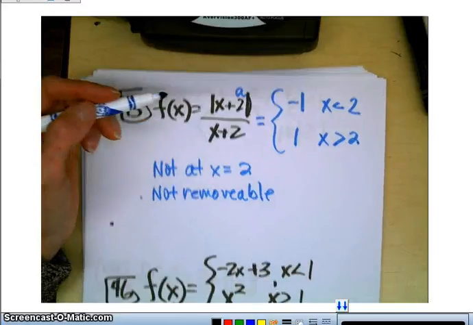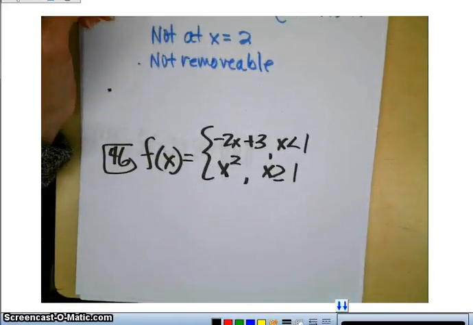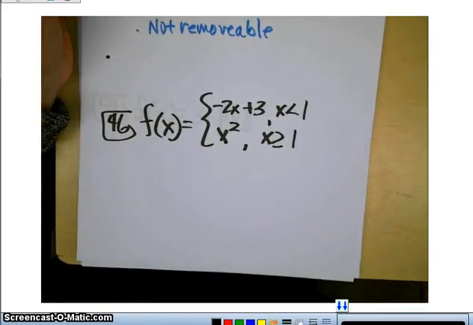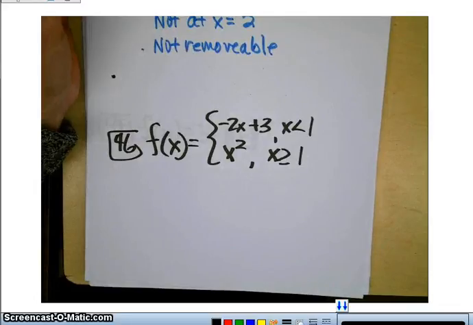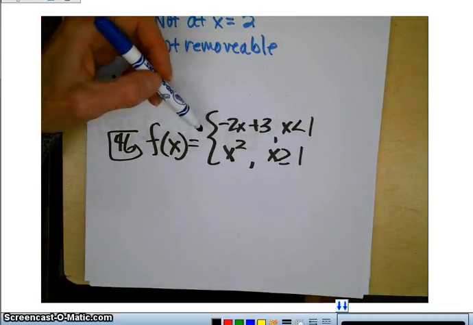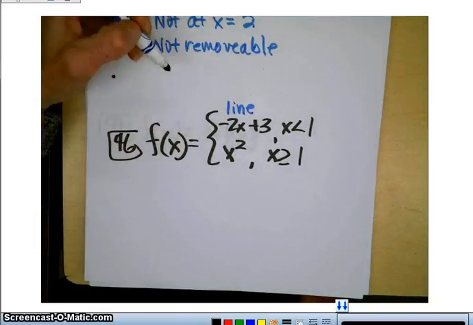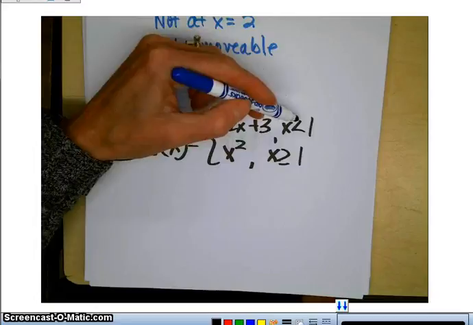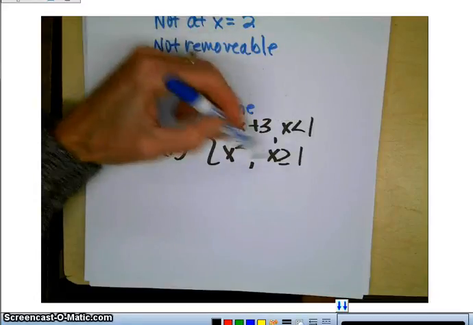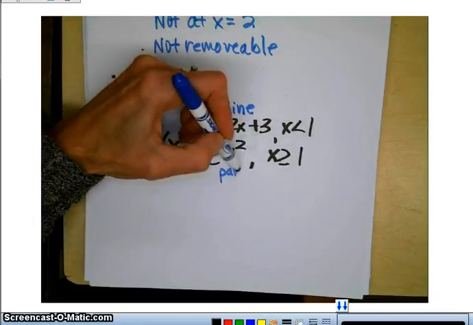All right, so now number 46, discuss the continuity of this, naming places where the function is not continuous and if any of them are removable. So this is a piecewise function. All I need to know, this is a line. This is going to be continuous everywhere. Doesn't matter what this says. This is a parabola. This is going to be continuous everywhere.